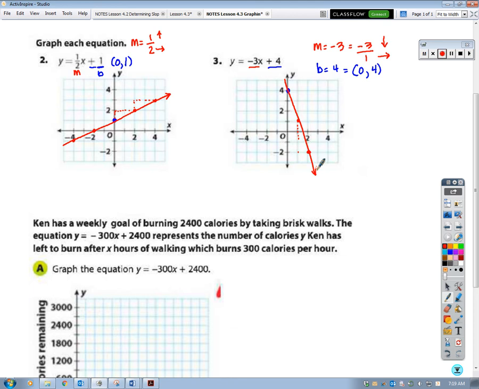Okay, so that's a negative slope. The line has a slope of -3 over 1, and has a y-intercept of (0, 4): x is 0, y is 4. So that's our b here, and our slope is -3 over 1. Okay, so those are pretty straightforward.